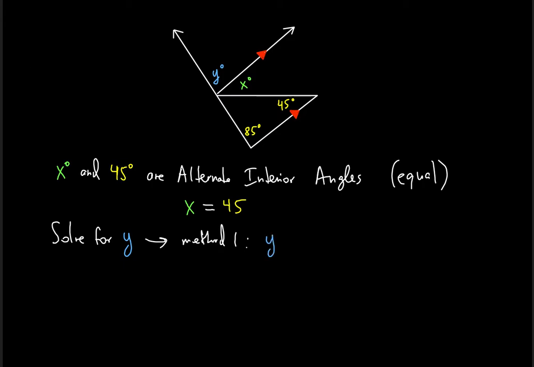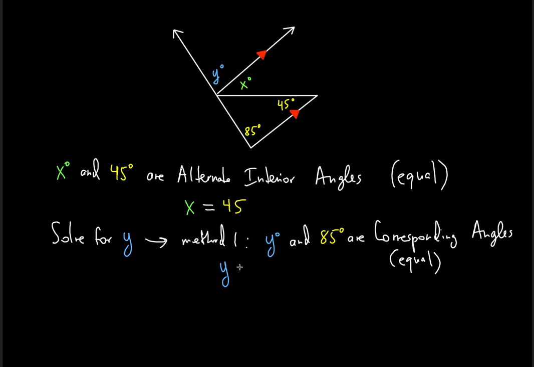So these are corresponding angles, and corresponding angles are of course equal. So we say y and 85 are corresponding angles, and of course these are equal as well. So what does that tell you? That tells you that y is equal to 85. All right, 85.